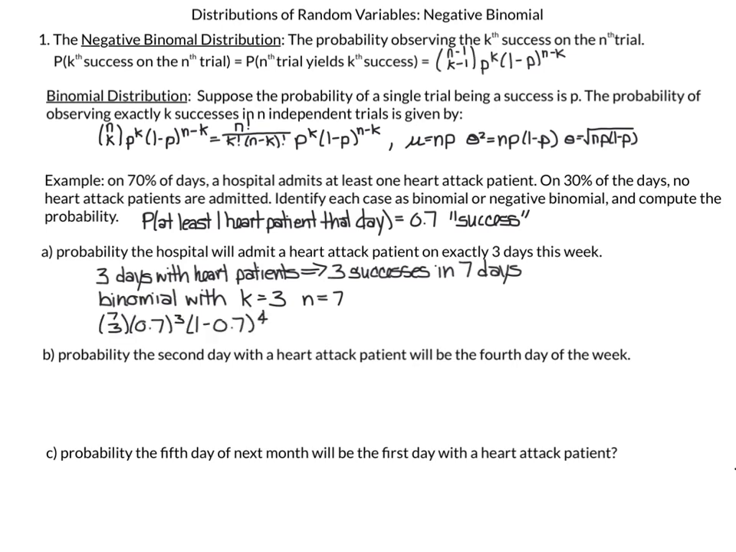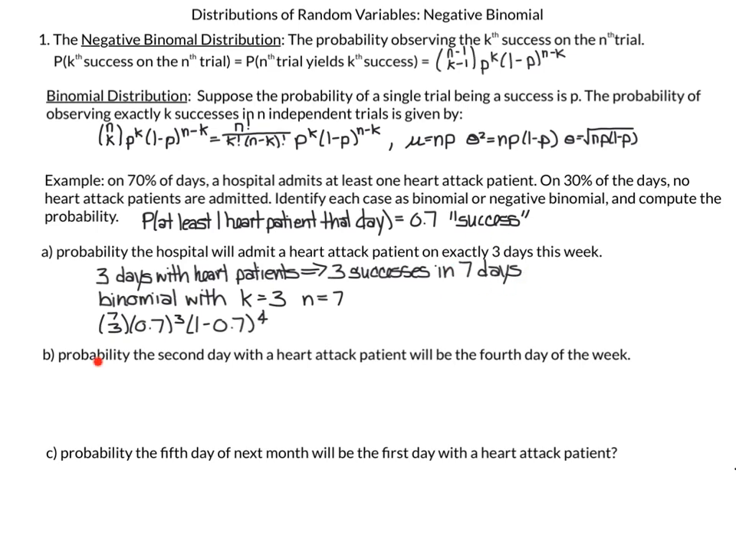So this is how we would set up the answer to that problem. It's going to be 7 choose 3. 0.7 is our probability raised to the number of successes, which is 3. Times 1 minus 0.7, which is the probability of failure. And if there are 7 days and we only have 3 successes, that must mean we have 4 days where we're not successful. So this is the answer. Again, a binomial distribution, because we're trying to figure out how many successes in a given number of days.